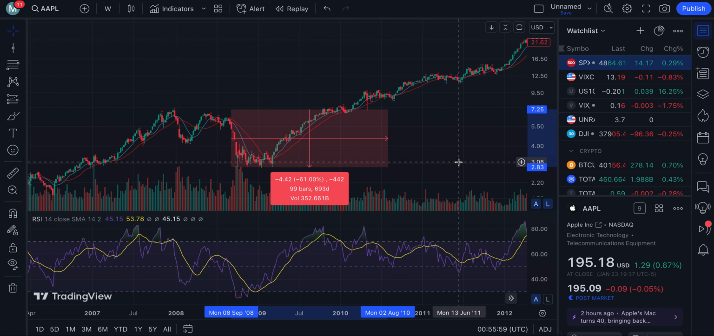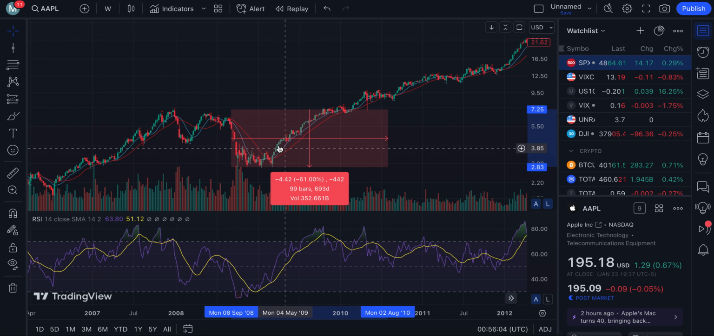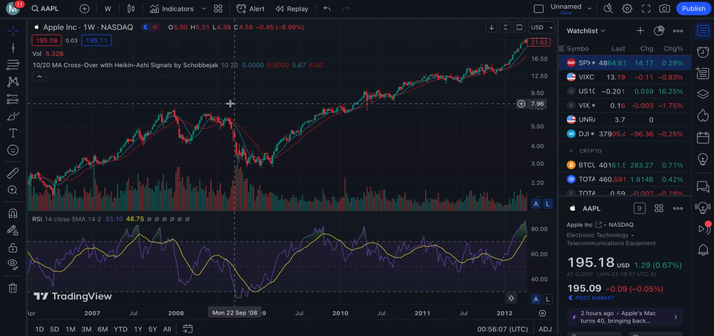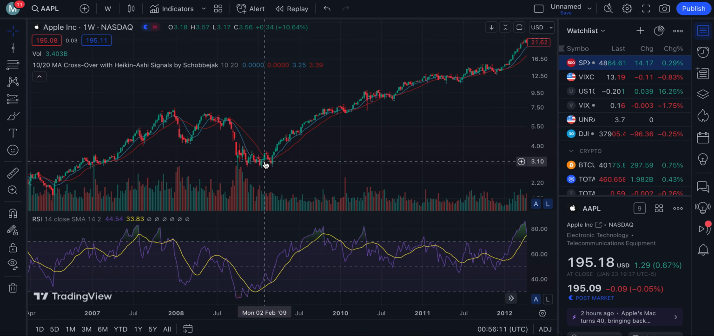$10,000 would have turned into $650,000. And I know it's hard to buy the exact bottoms. Maybe you bought it at $4, $5. Who cares? But this is why I say we look for opportunity when there's fear in the market.